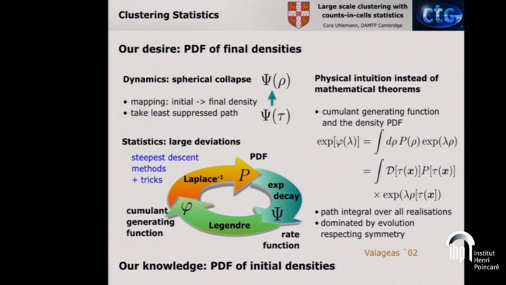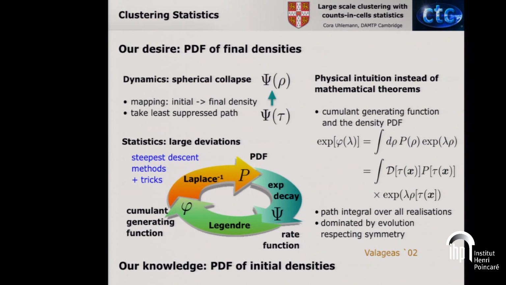To get the final PDF, you have to integrate over all possible paths from the initial to the final conditions. And because of this exponential decay of the PDF, you're going to be dominated by one contribution. And if you have a symmetrical situation, this integral is actually strongly dominated by evolution respecting the symmetry. And Patrick wrote a very nice paper about this.